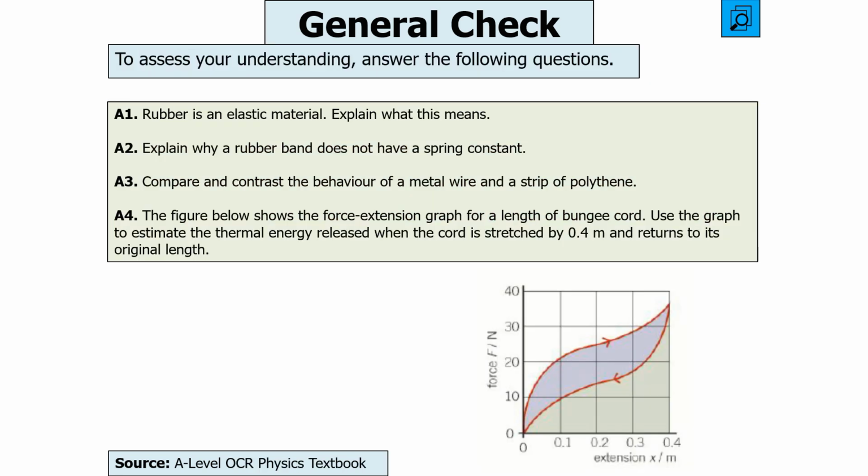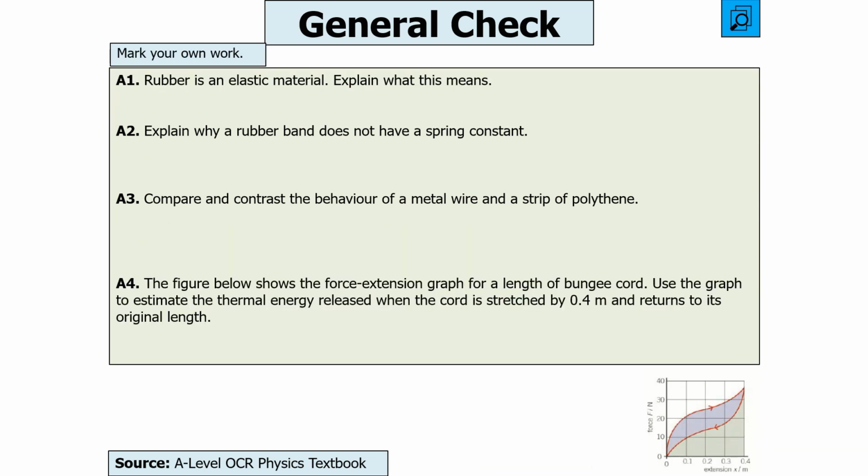The next question says, rubber is an elastic material. Explain what this means. Then explain why a rubber band does not have a spring constant. Then compare and contrast the behaviour of a metal wire and a strip of polythene. Then the figure below shows the force extension graph for a length of bungee cord. Use the graph to estimate the thermal energy released when the cord is stretched by 0.4 meters and returned to its original length. So pause the video now, then unpause the video when you want to go through your answer.